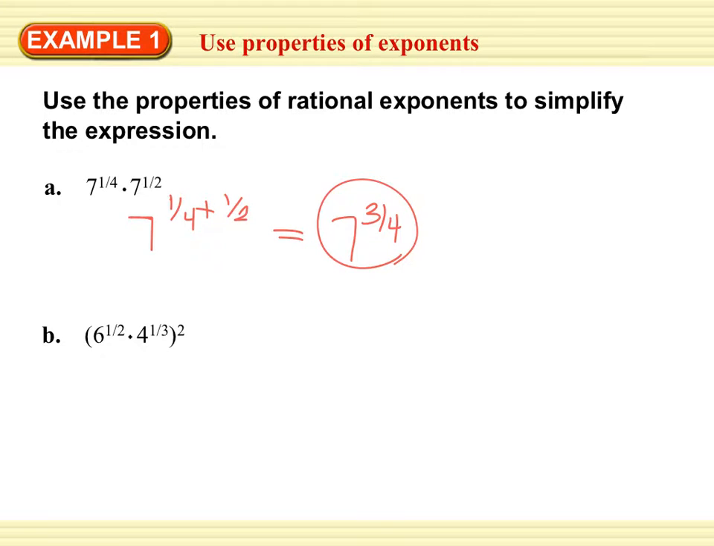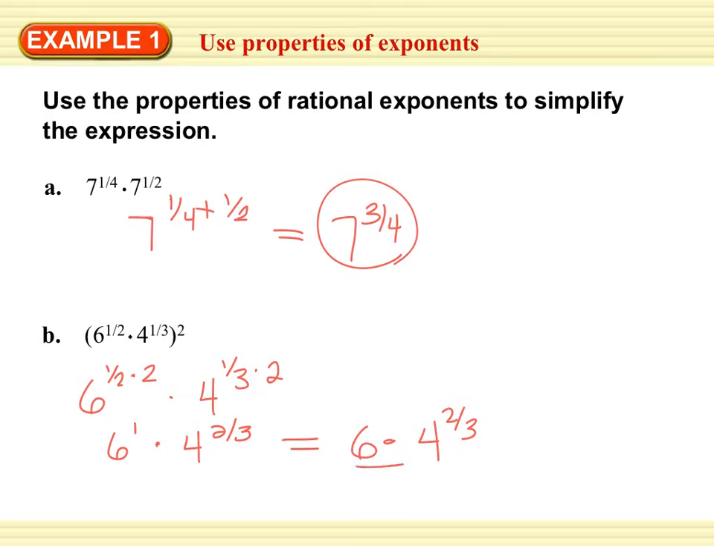Okay, I have a power to a power, so I distribute that. 1/2 times 2 times 1/3 times 2. So 1/2 times 2 is 1. And 4 to the 2/3. So that actually is my final answer, 6 times 4 to the 2/3, just because I don't have to write that 1 down.